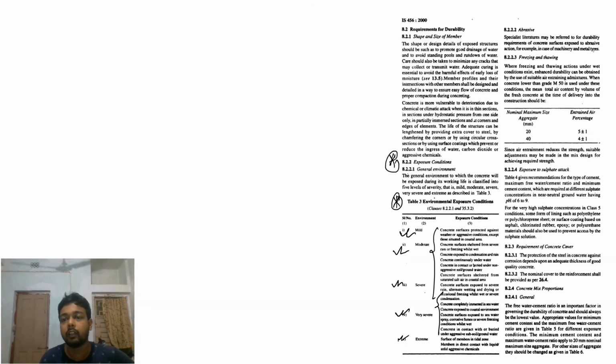Okay. Now we talk about freezing. This is no issue. Sulfate. That is why the groundwater should have a pH of 6 to 9. If it is not 6 to 9, then there is some issue of sulfate, and if you are using sulfate resisting cement, then you should get some approval from the engineer in charge. Now we talk about the concrete mix proportion. Okay. First, general, no issue.